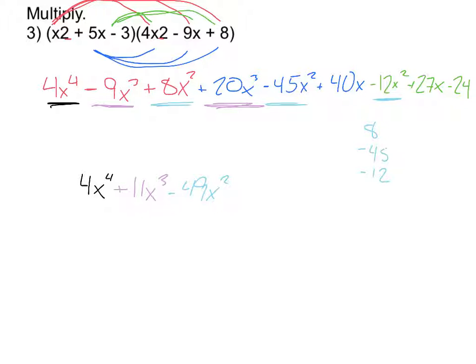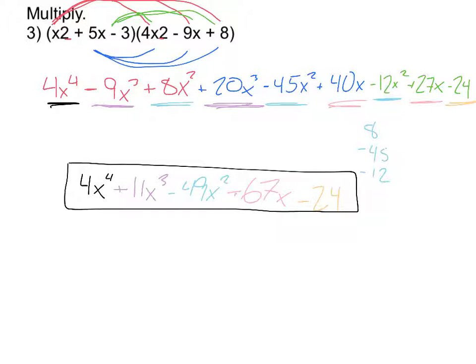How about next? Let's use pink here. So how about 40x and 27x? They're like terms. That's easy enough. How about 67x? And then lastly, we have just our regular old number here, our constant, negative 24. And we've combined all the like terms, so that is it. And we are done.